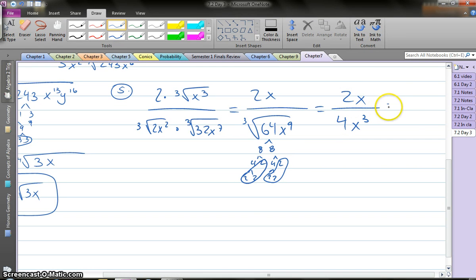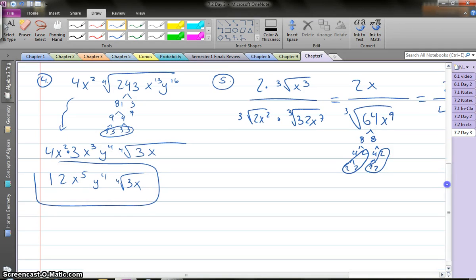So 2 divided by 4 is 1/2. I have 1x on top, 3 on the bottom. So 3 wins by 2. So 1 over 2x squared. Alright. 2 more, then I'm done. So 6 and 7.